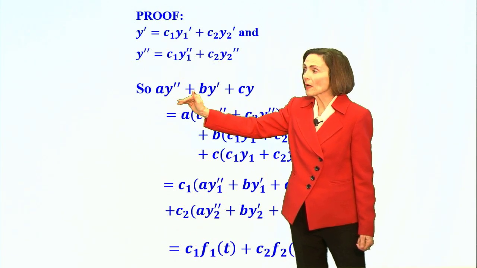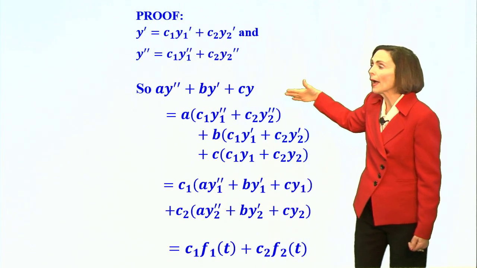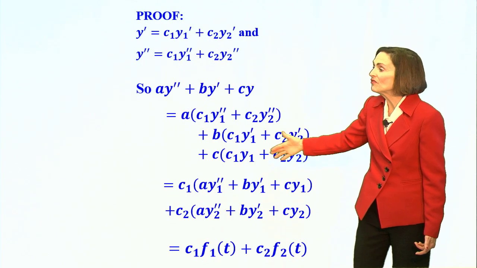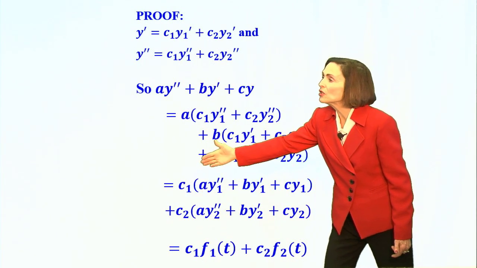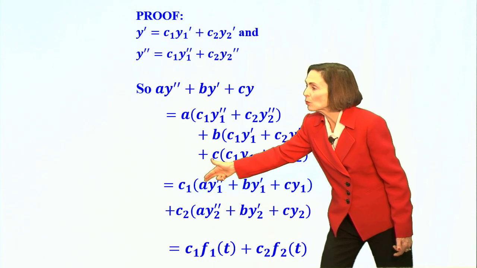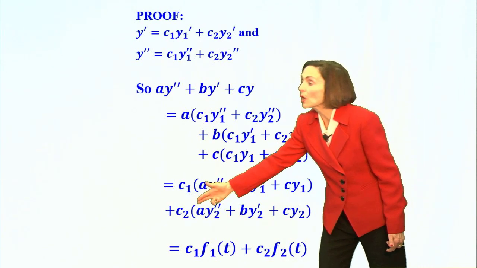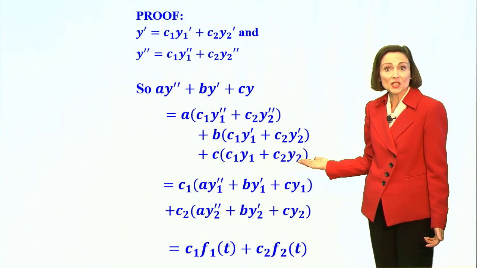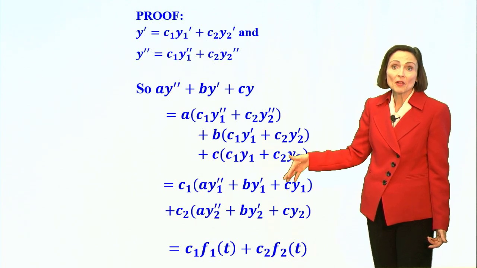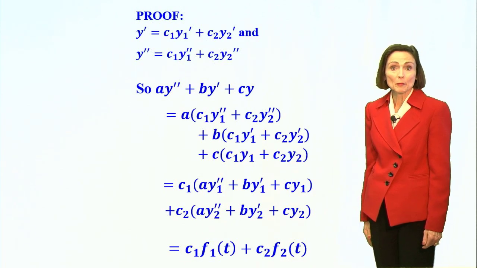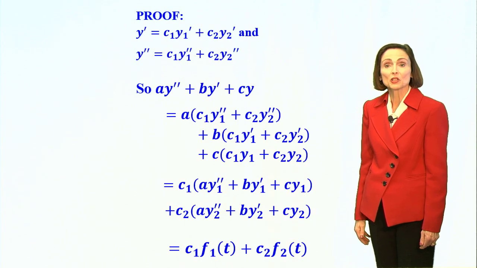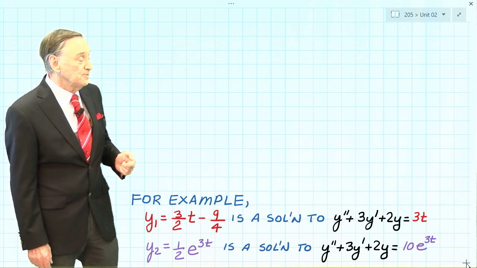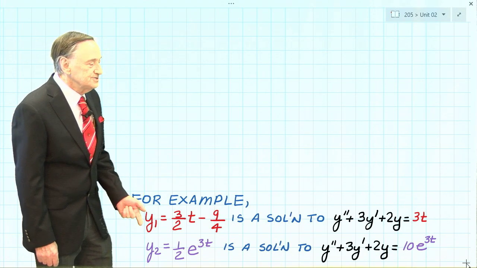So a y double prime plus b y prime plus c y, substituting in for y double prime, y prime, and y, and then factoring C1 and C2, notice that we have C1 F1 plus C2 F2. So the response of the system to a linear combination of F1 and F2 was the linear combination C1y1 plus C2y2. We're going to demonstrate the method of superposition here with these two solutions.